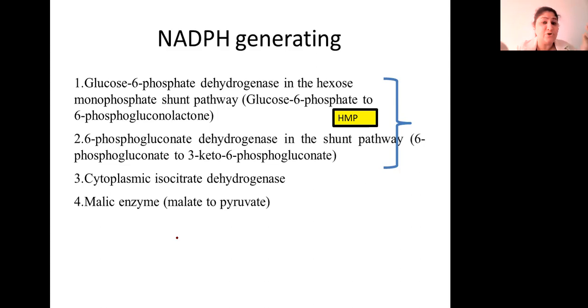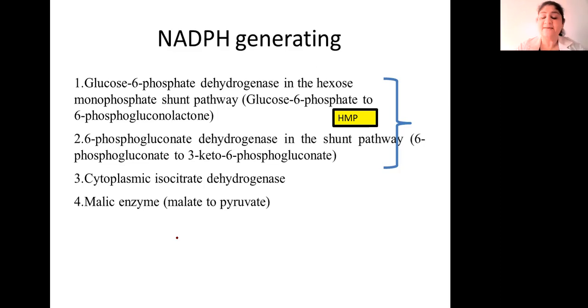Again, as I said, when you are thorough with the HMP shunt pathway, you need not mug up these enzymes. You will know about these enzymes and you can very well mention them. This is a very important question. Mention the NADPH generating enzymes, or what are the sources of NADPH. This is a very frequently asked question for 2 or 3 marks. So you should know about this one.